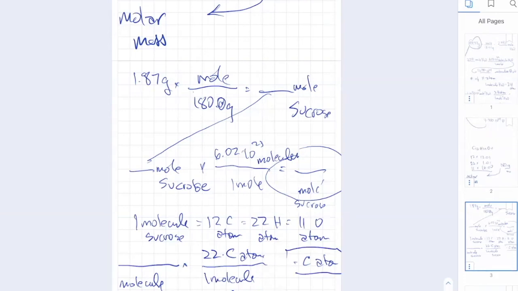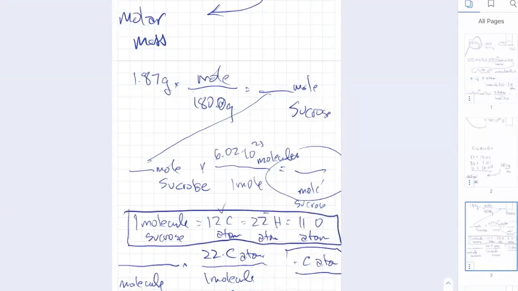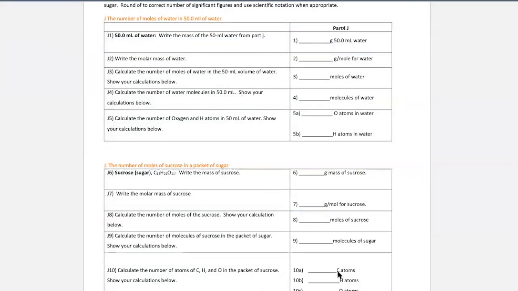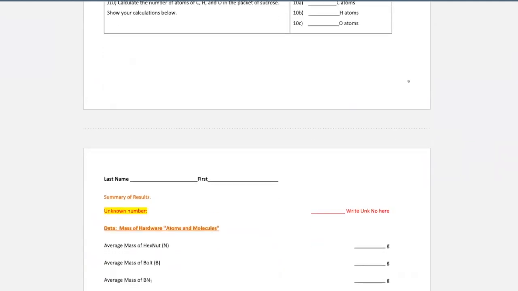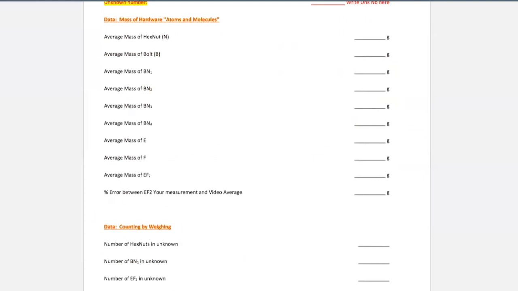It's your conversion factor. This right here is your conversion factor that will take you from molecules of sucrose to carbon to hydrogen to oxygen. So you just change the conversion factor if you want carbon, hydrogen, or oxygen in here. And that's how you would solve these right here. Okay. You take the molecules of sucrose and you either multiply by 12, 22, or 11, and that'll get you the carbon atoms. And then you're pretty much done. That's your lab. Okay.